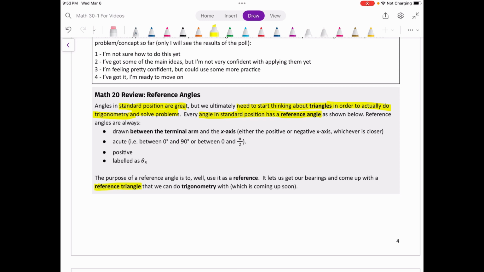But trigonometry involves triangles. We're going to use that reference angle to think about, yes, I know this angle is part of a bigger picture. It's part of a rotation angle along the Cartesian plane, but we can still use it to build a little triangle to do some math with, in order to then place it into the larger context of the full rotation.